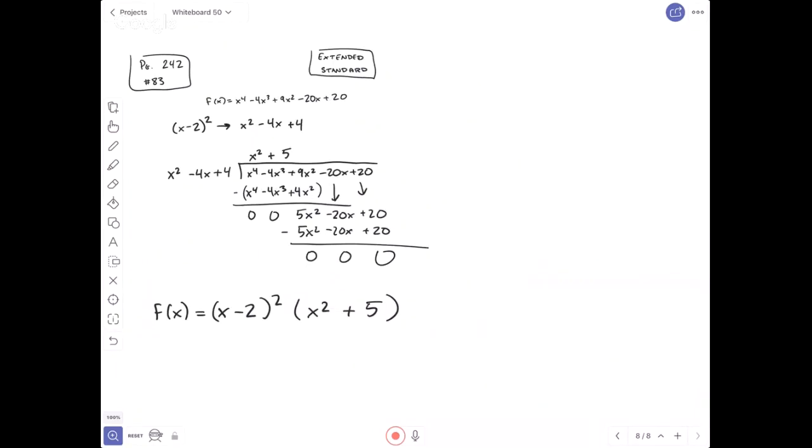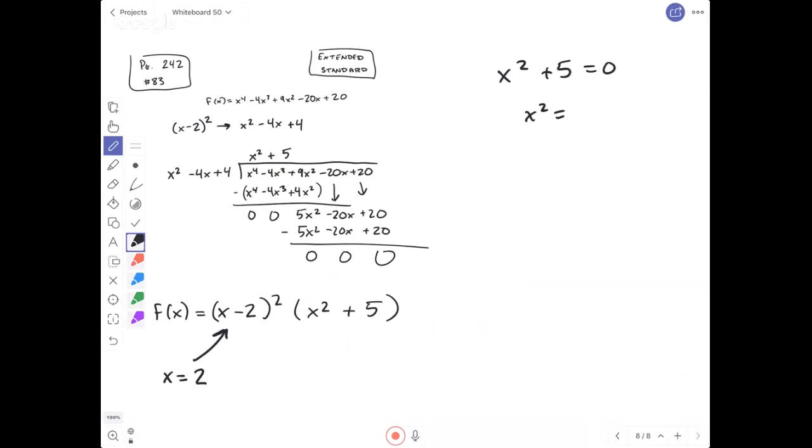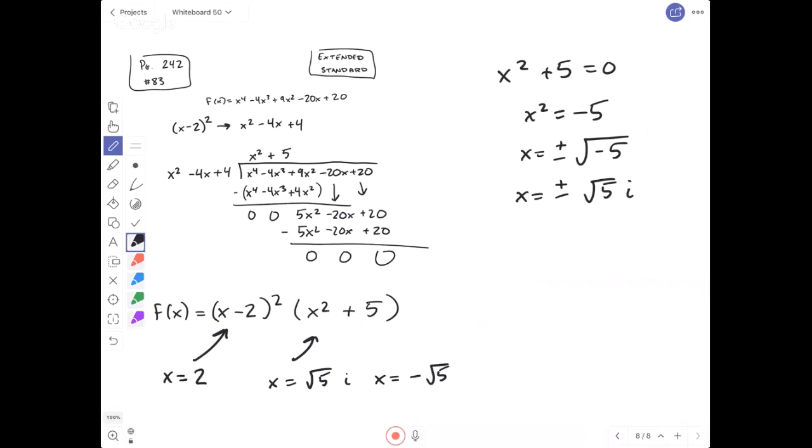So there were 2 real zeros at 2. X equals 2 is a 0, and that had even multiplicity. And then we're going to have 2 imaginary zeros from the factor x squared plus 5. So what happens when x squared plus 5 equals 0? Well, x squared would need to equal negative 5. So x equals plus or minus the square root of negative 5. So x equals plus or minus square root of 5i. So this one has x equals root 5i and x equals negative root 5i.